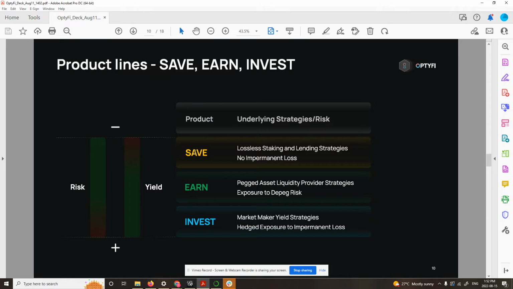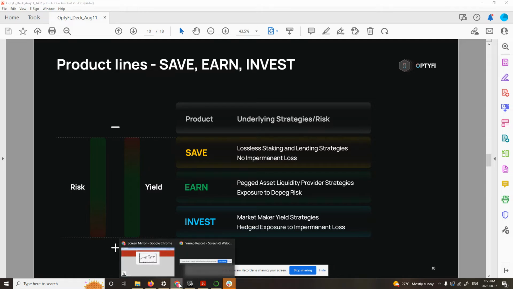So save vaults are looking at no loss. For example, lossless staking, lending on Aave and Compound. Earn vaults, we allow multi-asset pools, so we allow a little bit of impermanent loss, but that is only for pegged assets. So it's USDT, USDC, but not volatile pairs. And then invest strategies, we actually allow volatility.